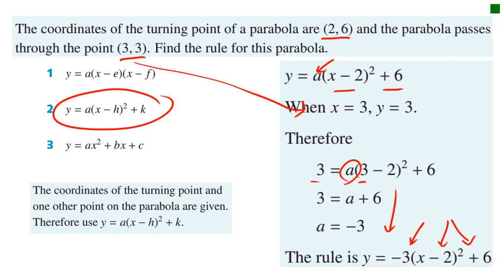We substitute in x equals 3, y equals 3. Just work it through with the equation. We end up getting a is equal to -3. Once we've done that, we've got all the information we need. We've got a, and we've got the values at the turning point, and so everything is outstanding, isn't it?